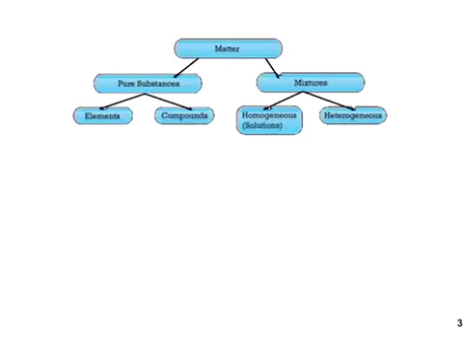Here is a nice little flow chart showing you how matter gets divided out. It can either be a pure substance or a mixture. Your pure substances then can be divided into either elements or compounds, and your mixtures can be divided into either homogeneous or heterogeneous mixtures.